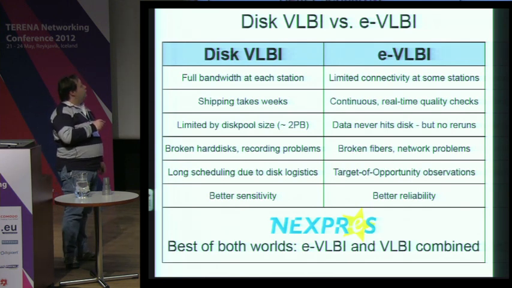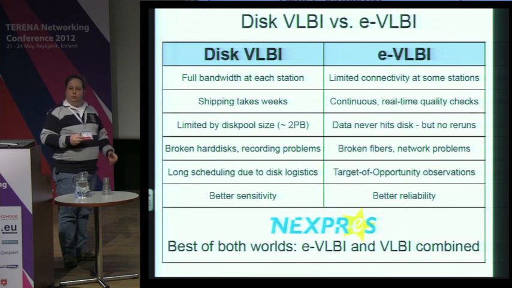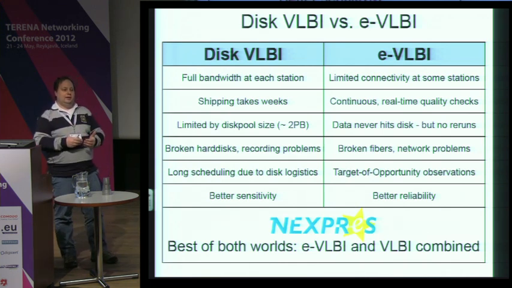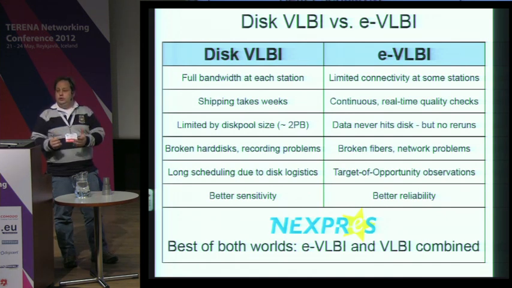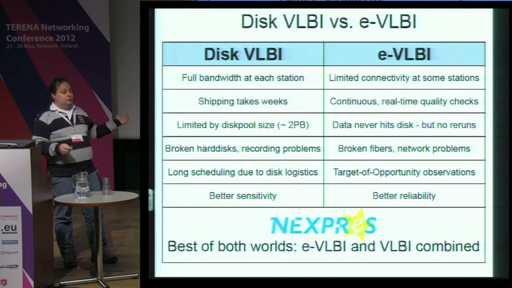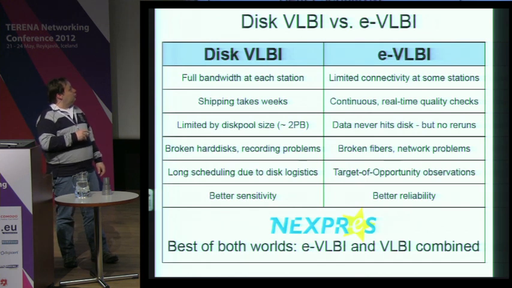So one of the limits we have is basically the logistics of our disk pool that we need to send to the telescopes and back again. It's about 2 petabytes of disks in these disk packs. Whereas with eVLBI, we don't need to store it on disks before we can correlate it. It basically goes over our network straight into the correlator and never hits a disk until after it's been processed.